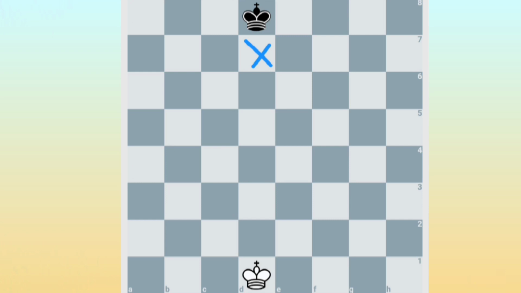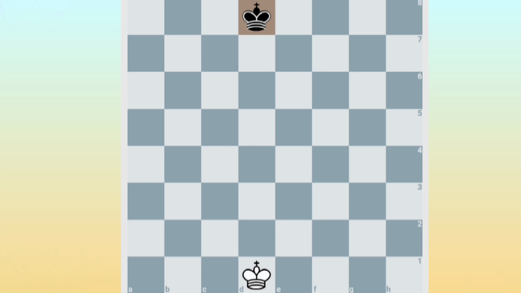Here there are 6 squares between the two kings, and if there is an even number of squares between the two kings, then the king who has the move will get the opposition. In this particular situation, if it is black to move, then black will get the opposition, and if it is white to move, then white will get the opposition.